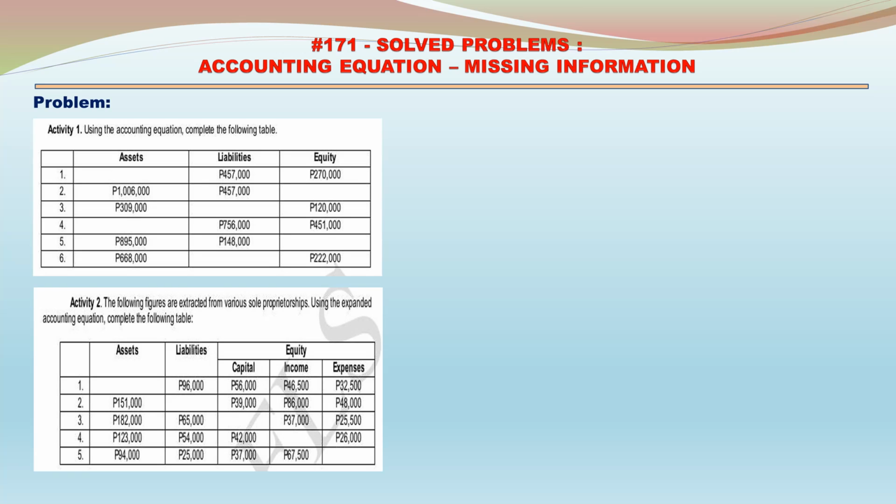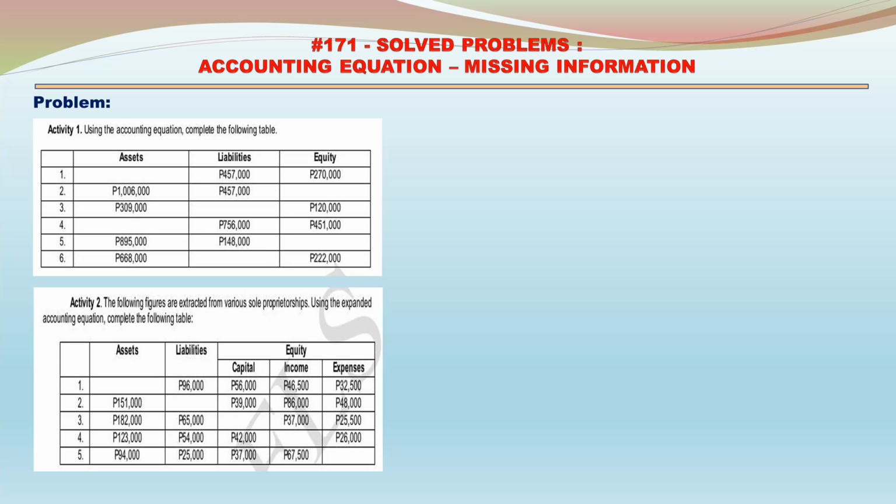Problem 2. The following figures are extracted from various sole proprietorships. Using the expanded accounting equation, compute the following table. Assets, liabilities, equity, capital, income and expenses. 1. Assets dash, liabilities 96,000, capital 56,000, income 46,500, expenses 32,500.